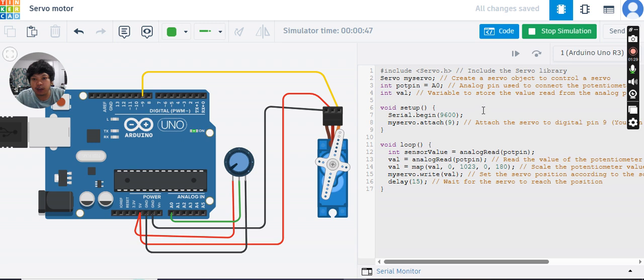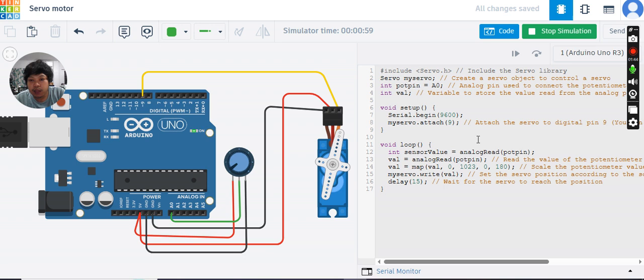So int val. So we have the connection, Serial.begin(9600), the baud rate for the Arduino and the servo motor and potentiometer.